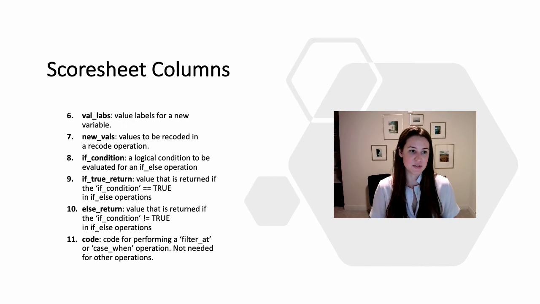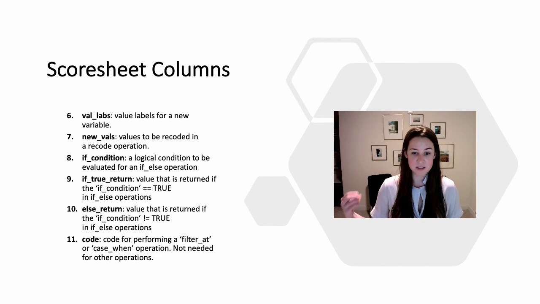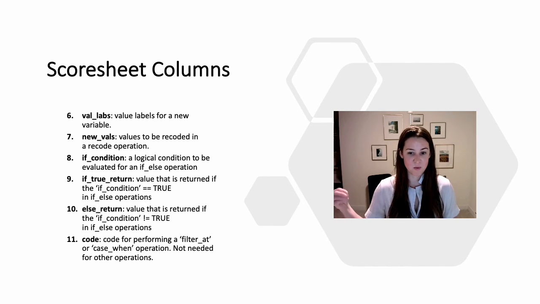Column 6 is your value labels, or val_labs, and this is the value labels that you have for a new variable. For instance, if never was equal to 1 in my original data and I'm transforming it and recoding it to be equal to 0, I would put never equals 0 in that val labs column. The number 7 is your new vals column. So if you were recoding that never from 1 to 0, you would put 1 equals 0 to show that your old ones are going to be new zeros.